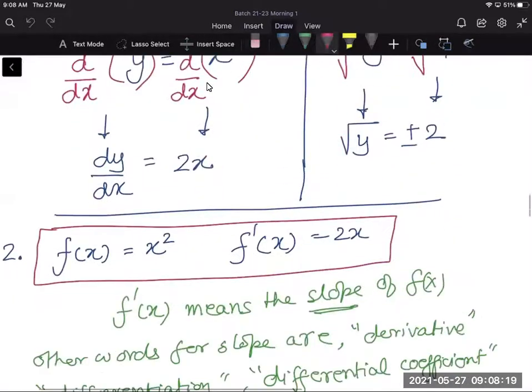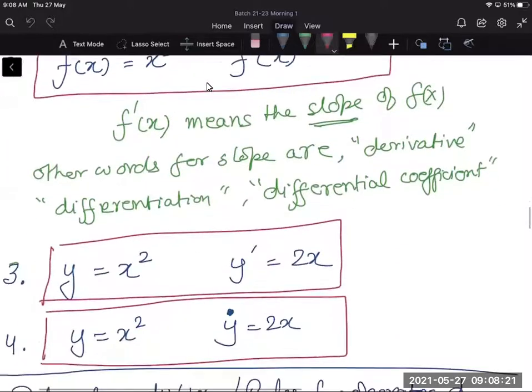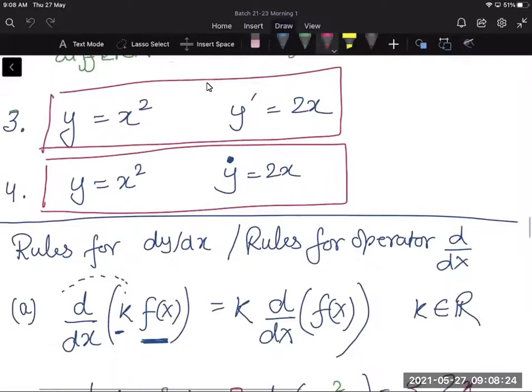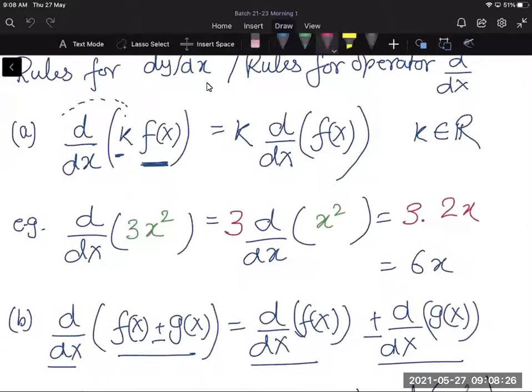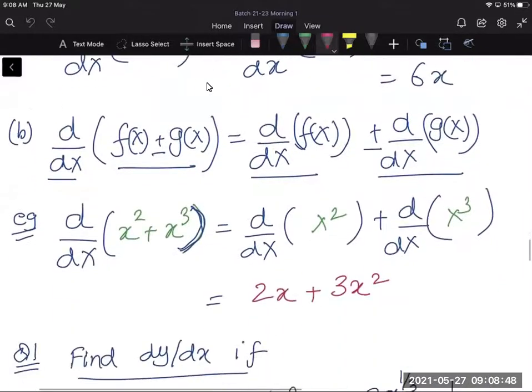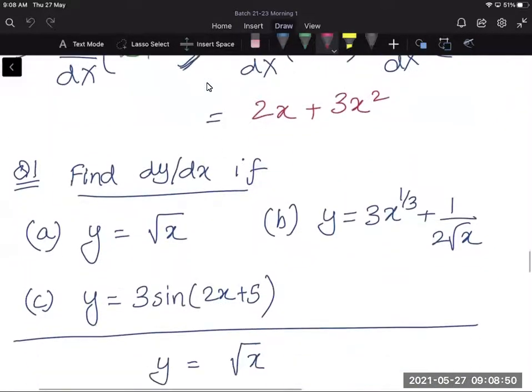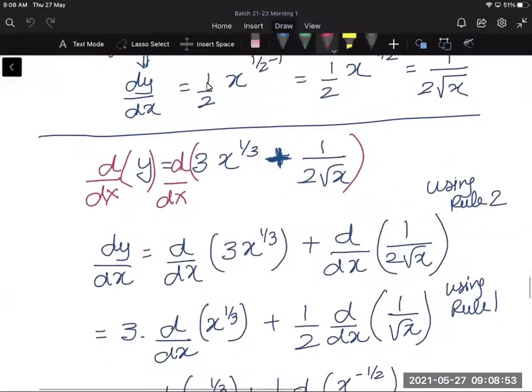Yes, sir. And then we discussed two rules for the operator. So if you have a number multiplied by a function, then that number simply comes out, as I have shown here. And if you have two functions which are added to each other, then you can differentiate them separately. You can apply the operator d by dx onto them separately, and you can add that result. Okay. So we did a couple of questions, and now we can move ahead.